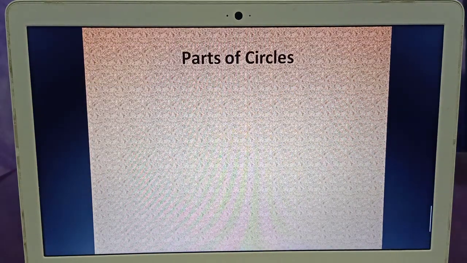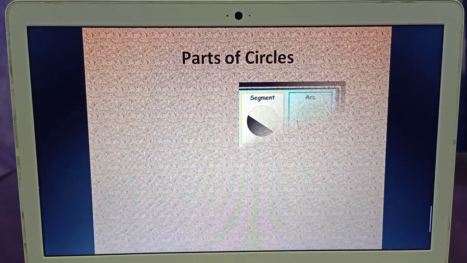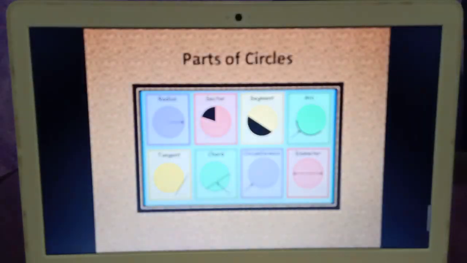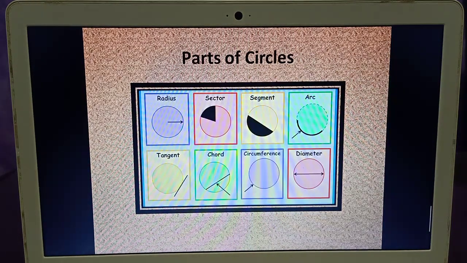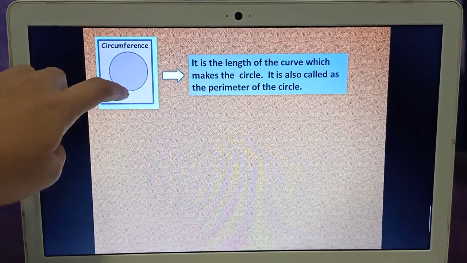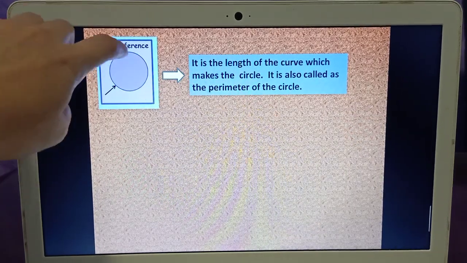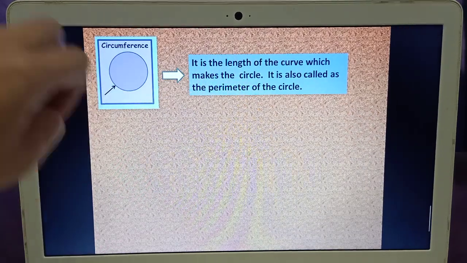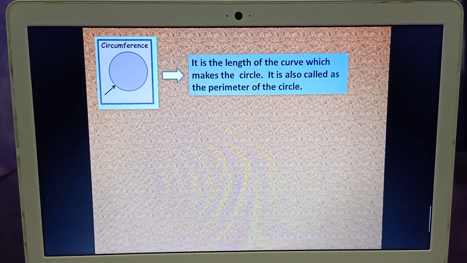Next we are going to look into the parts of circles. These are the names of the parts of a circle that you have learned in Form 2. We will go one by one. Circumference is the length of the curve which makes the circle. So this length, we call it circumference. It is also called the perimeter of the circle, 一个圆圈的周长.